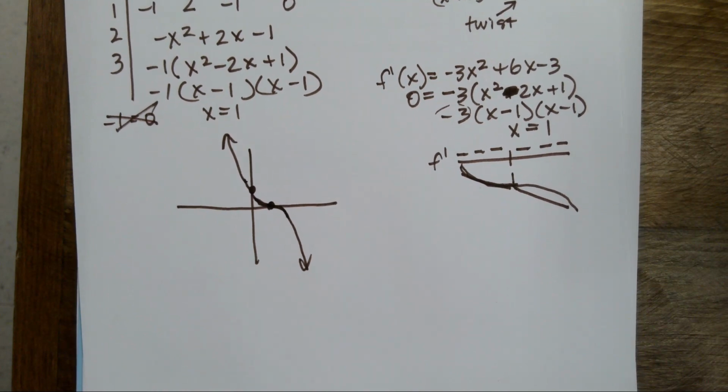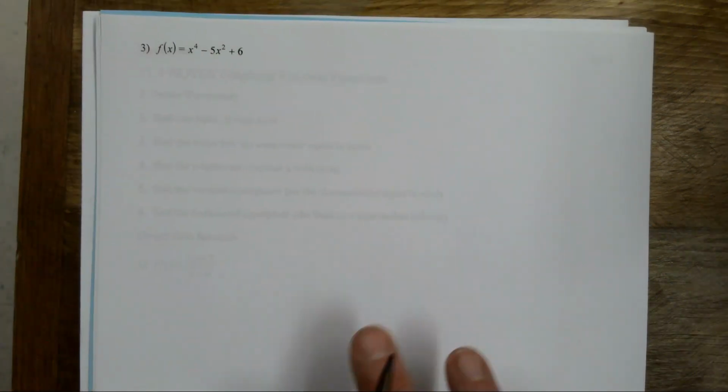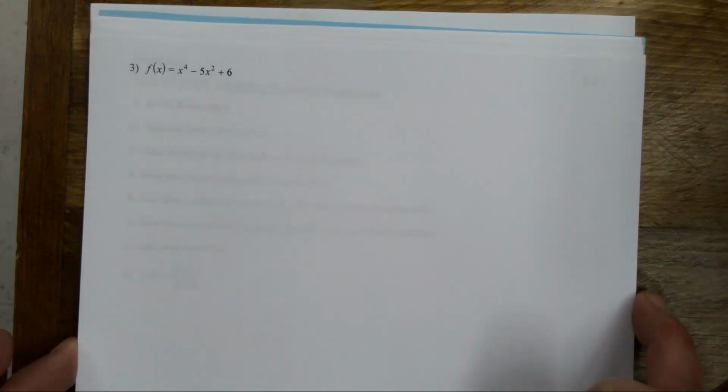Let's do a fourth power. We're going to do a fourth power, and then we're going to do one on your homework together. Because on your homework, it actually has some between zeros, and I'll show you what those look like, and then I'll let you guys do one on your own. Okay? All right, so here's my fourth power.